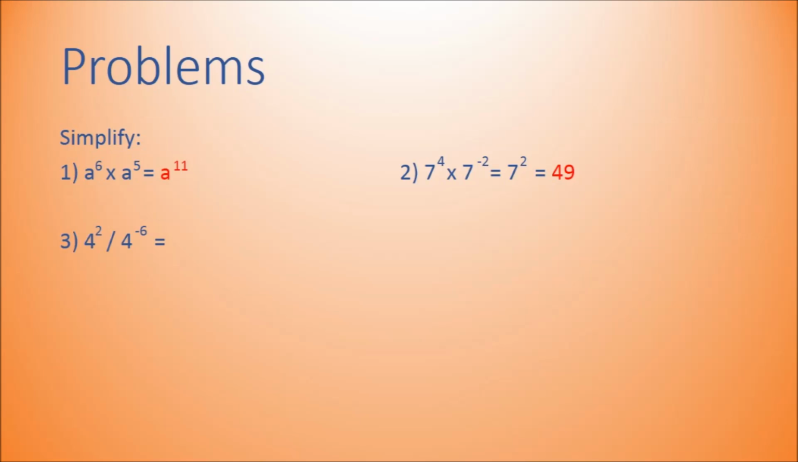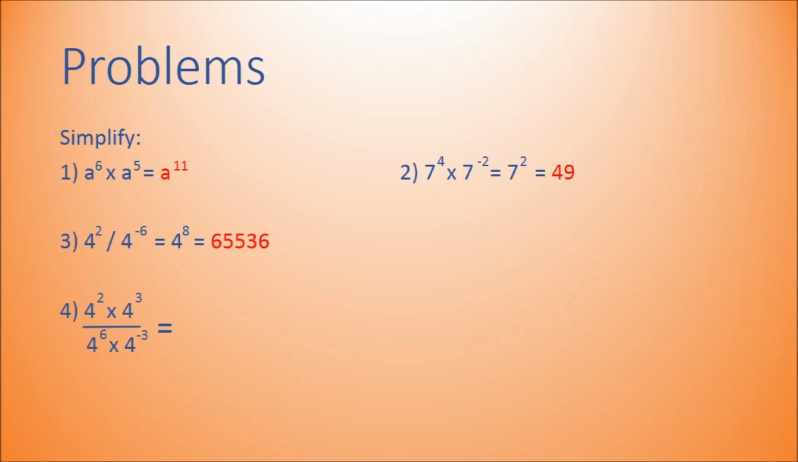Move on to the third one. 4 squared divided by 4 to the negative 6. Again, you subtract because it's dividing, so 2 minus negative 6 would be 8. And you have the same base of 4, so 4 to the 8th. And when you do that out, you get 65,536.